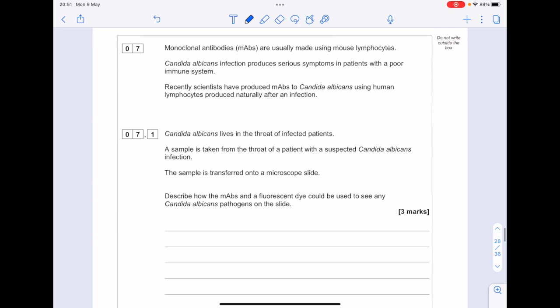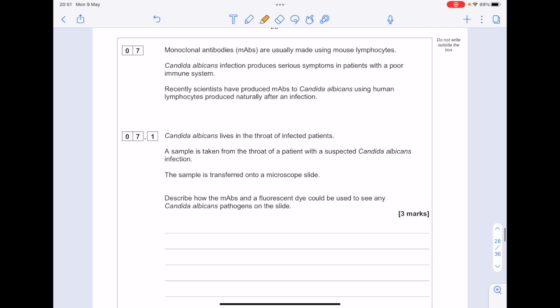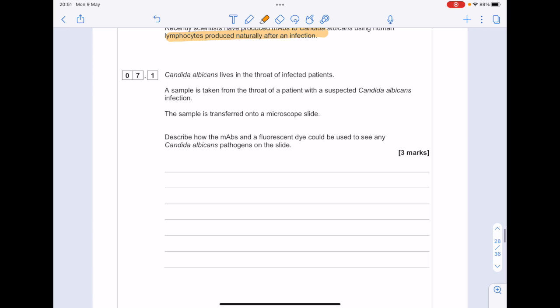Monoclonal antibodies are usually made using mouse lymphocytes. Candida albicans infection, which is actually known as thrush, produces serious symptoms in patients with a poor immune system. Recently, scientists have produced monoclonal antibodies to Candida albicans using human lymphocytes produced naturally after infection. Candida albicans lives in the throat of infected patients. A sample is taken from a throat of a patient with suspected infection. The sample is transferred onto a microscope slide.